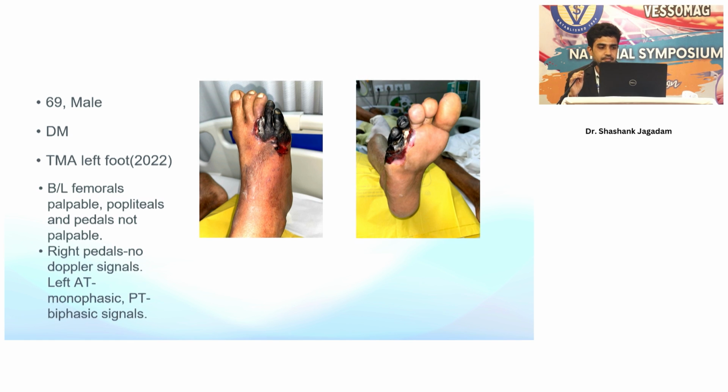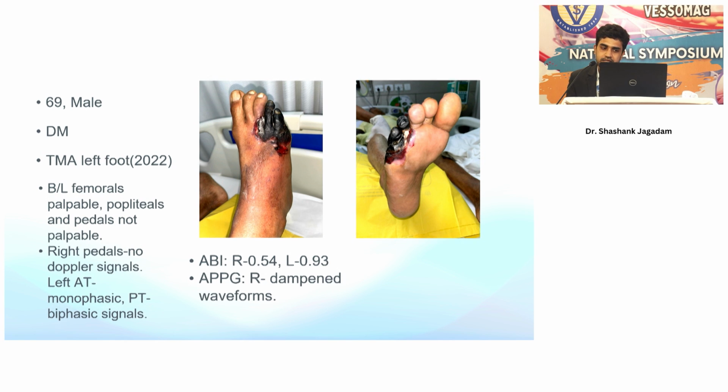On examination, bilateral femorals were palpable, popliteals and pedals were not palpable, with no Doppler signals on the right, left PT biphasic signals and AT monophasic signals. ABI showed 0.54 on the right and 0.93 on the left. ABPUG showed dampened waveforms on the right. WIfI classification suggested high risk of amputation without revascularization, and the potential benefit of revascularization was also high.